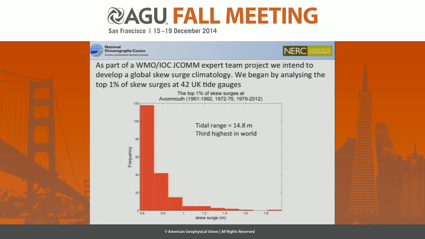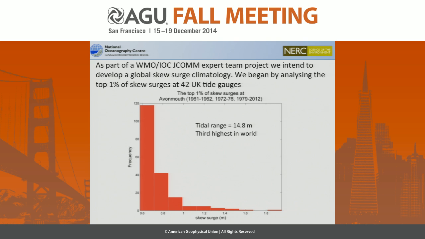And so we've begun, as part of a WMO project, I'm also head of an IOC expert team on extreme tides and coastal flooding, to develop a global climatology of skew surges. We've begun this with the UK tide gauge network. We're very lucky around the UK. We have, and in fact many other European nations as well, a large number of high-quality tide gauges.